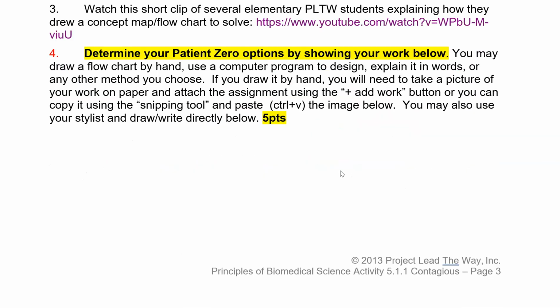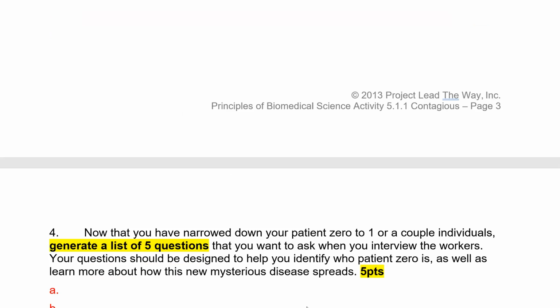In this section right here, you can either use your stylus to draw by hand. You can use your insert, draw, or squares, circles, arrows. You can do it by hand. You can take a picture using your school computer or your phone, and you can paste the picture here when you're done. Or you can use words and explain it in like a flow chart or concept map in words if that would be easier for you.